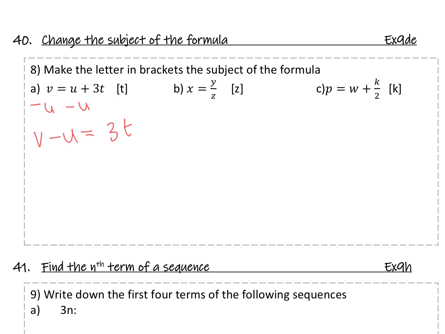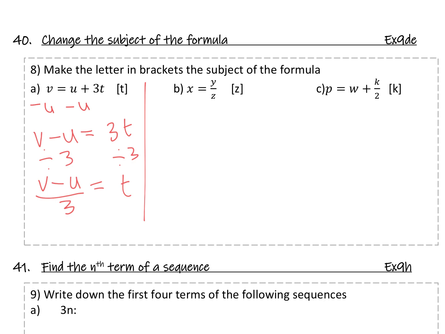1t, to calculate it, you'd want to divide both sides by 3. 3t divided by 3 is just t. If you have V minus U and you want to divide all of that by 3, you write it over 3.